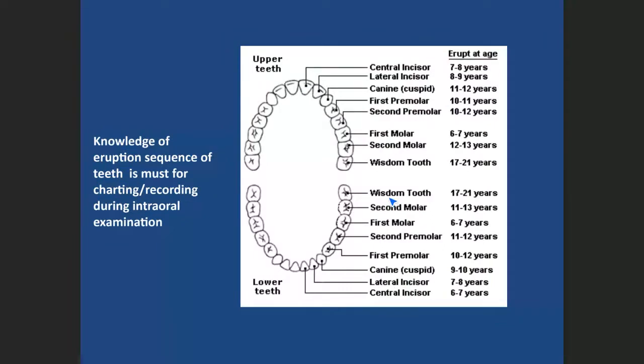If you don't know the eruption pattern, you should know that the first teeth to erupt are the lower anteriors, as well as the lower molars, and the last tooth is the upper canine. So if you don't know this, just go through this picture.